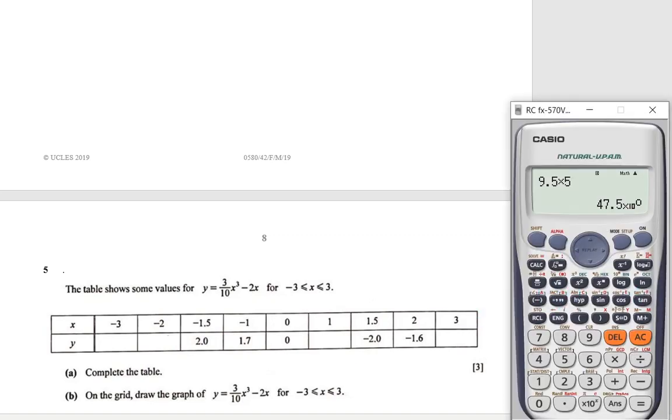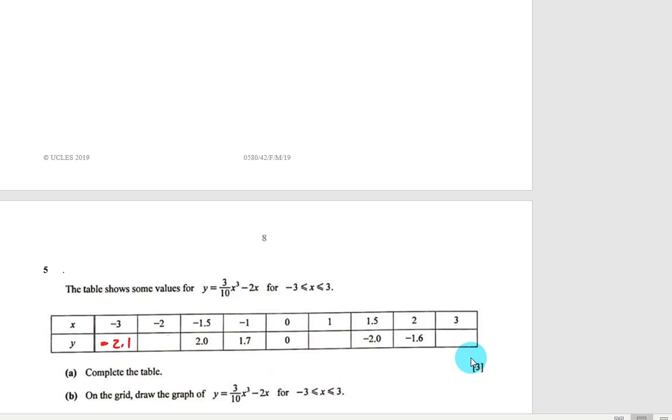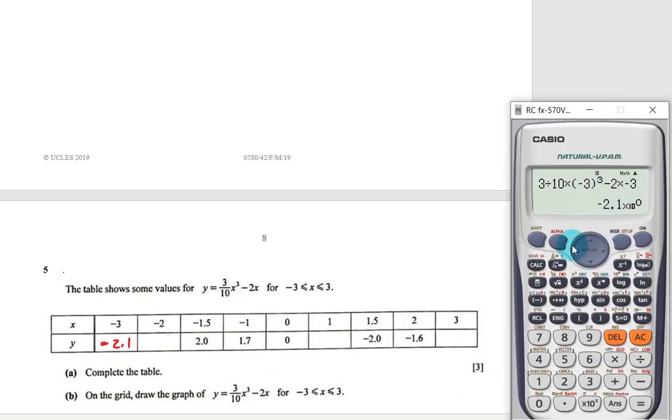So bring your calculator and start to write 3 divided by 10, by minus 3 power 3, minus 2 by minus 3. So the first answer here is minus 2.1. Second one, no need to repeat, just with your arrow, instead of minus 3, minus 2, and go ahead, so the answer will be here 1.6.